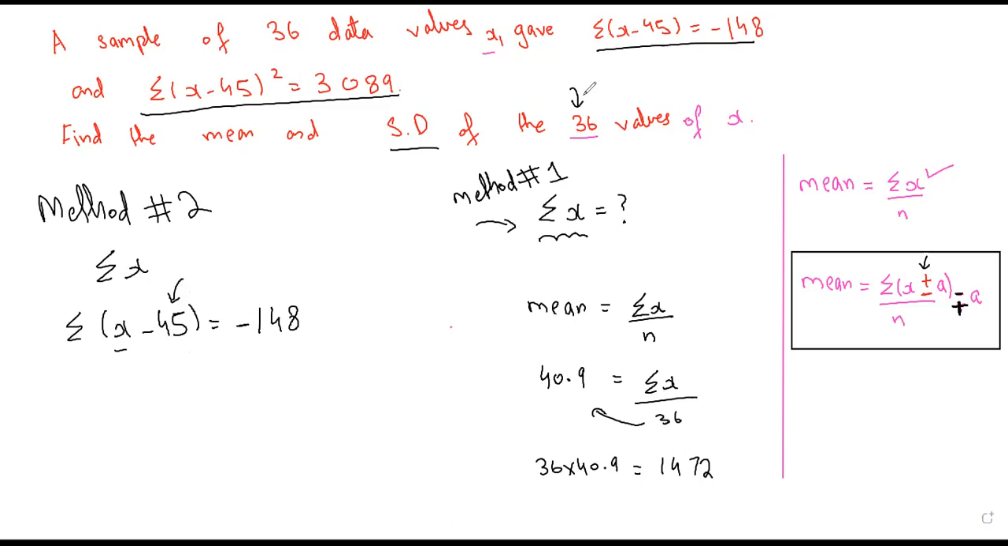So in order to find the genuine summation x, this is not genuine summation x, this is summation x minus 45, we need to add 45, 36 times. I repeat, this would be the genuine summation x. What exactly is this? This says that you had 36 different x values, and from all of those 36 values, you have subtracted 45, and then your sum is minus 148. After subtracting 45 from those 36 values, what if I add 45, 36 times? I would get 1472 again.